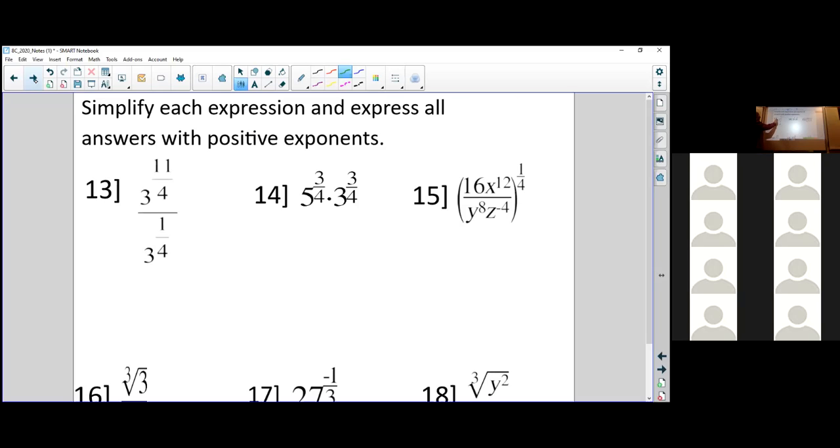So I have a base of 3, 3 raised to the 11/4, and 3 raised to the 1/4. So I'm going to go 11/4 minus 1/4. Okay, 11 minus 1 is 10. 10 over 4 reduces to 5 over 2. So the answer to this problem is 3 to the 5 over 2. And it's done.